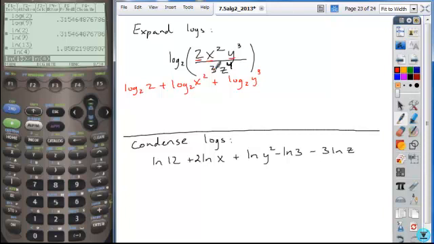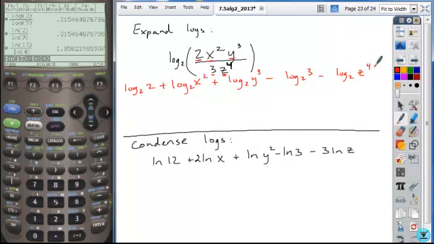Okay, now I move to my next factor. It's in the denominator. So now I'm going to have a negative for my log. So minus log base 2 of 3. My final factor, z, is also in the denominator, so it's going to have a negative in front. Log base 2 of z to the 4th.